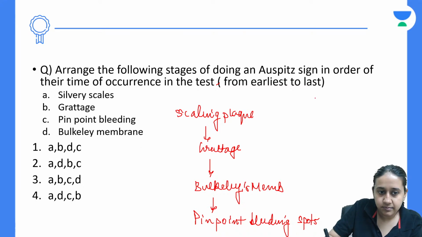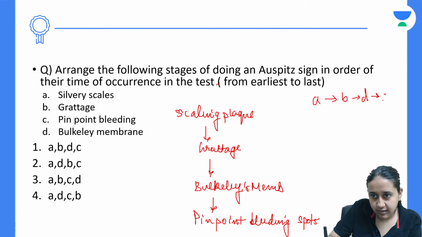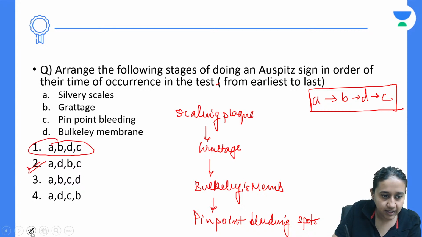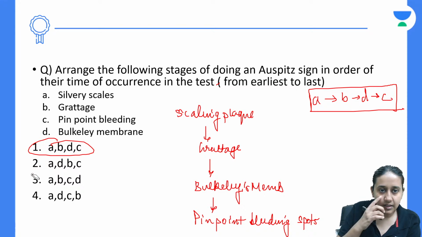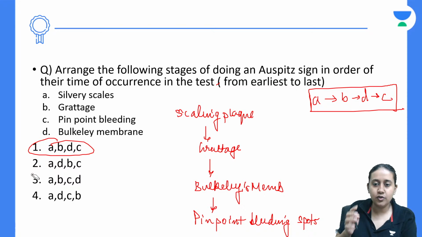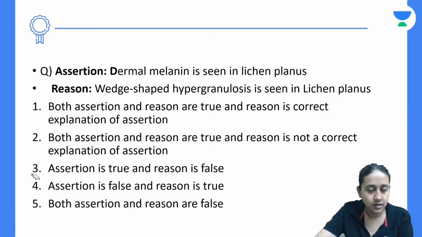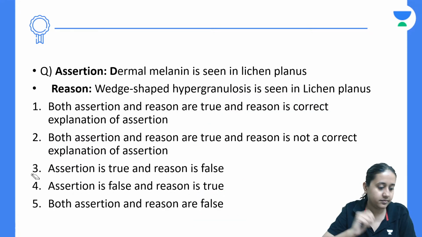So the sequence becomes A, B, D and C. Clear? So arrange the following stages of doing auspicious sign. The correct answer is option number 1. The next question.